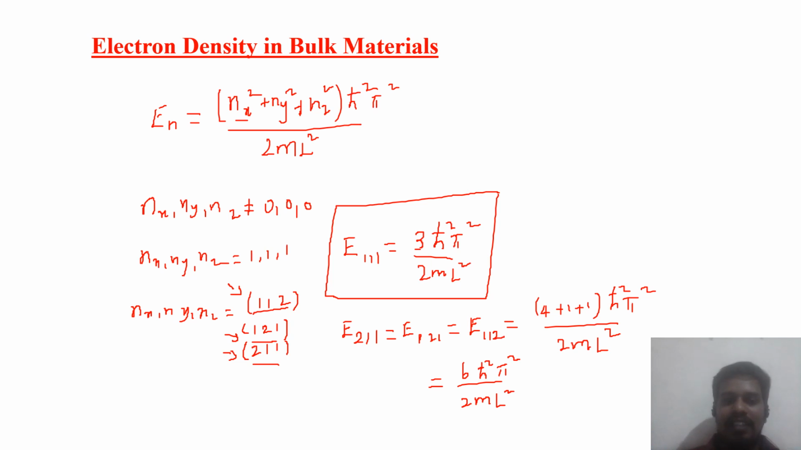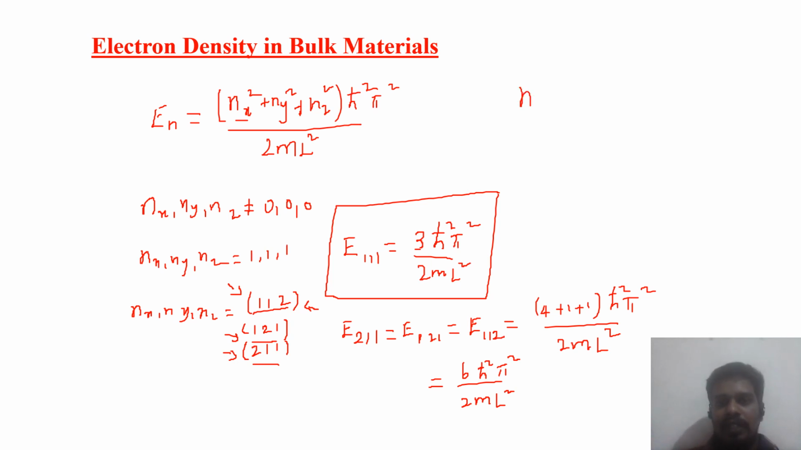So the energy for these three states is the same, though the states of the electrons are different. We call this degeneracy for those electrons. That means three different states but the same energy. These are called the degenerate states, and this energy is called the degenerate energy.